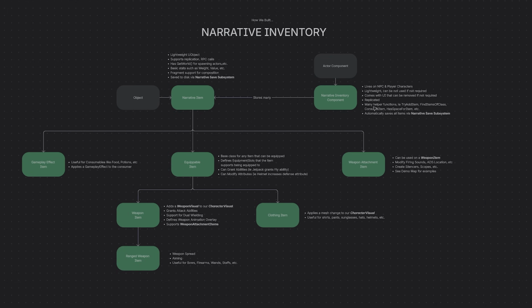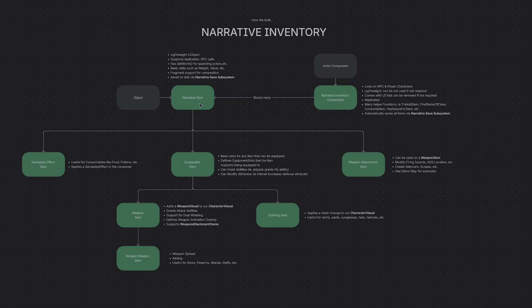And the inventory component has lots of helpful functions like try add item, find items of class, consume item, and so on. And all items are saved. So whatever items you have, they're saved using the subsystem. Your inventory component will have a reference to many narrative items, and these are just a simple object type that stores lots of different pieces of info like weight, value, basic information, but it also has fragment support for composition.